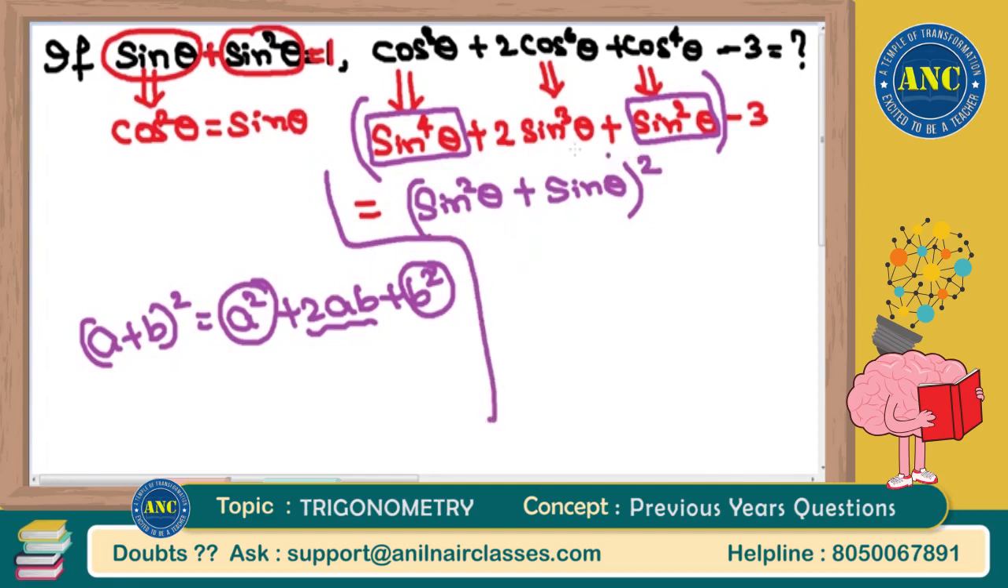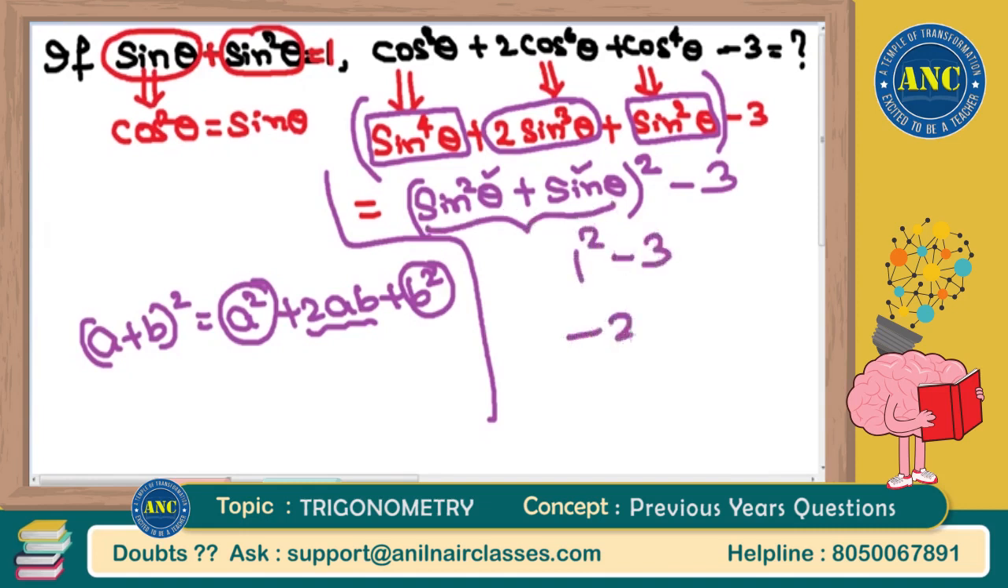Check it out if you want. The 2ab term is 2 into sin square theta into sin theta, which is 2 sin cube theta. So minus 3. This value from the question is given as 1. 1 square minus 3 is minus 2.